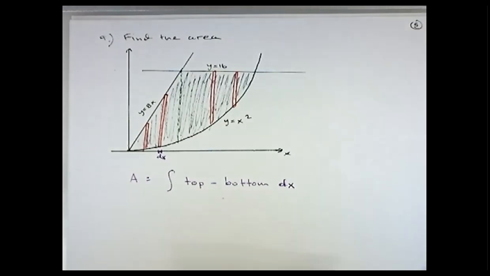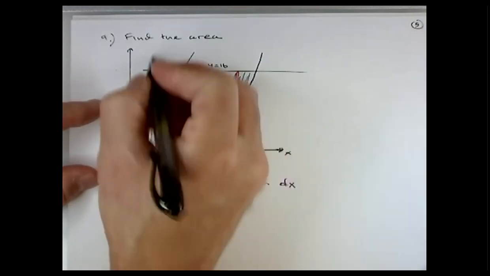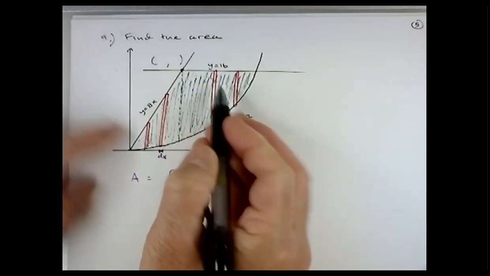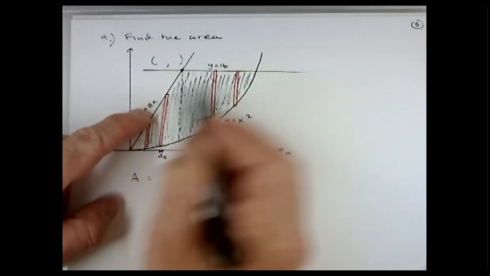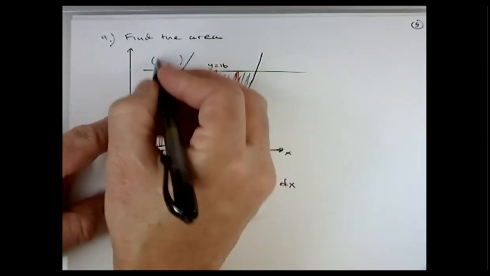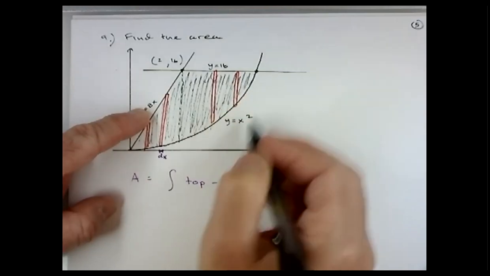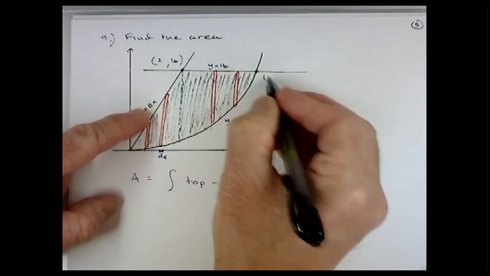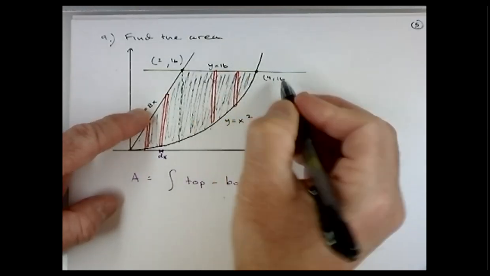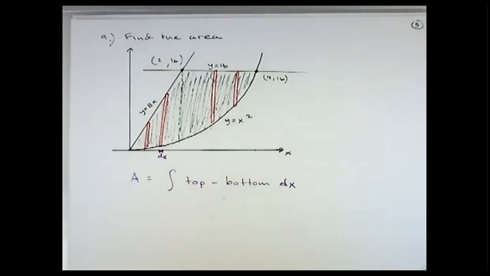A lot of these you can do in your head. When does 8x equal 16? When x is 2, right? So that's (2, 16). When does x squared equal 16? That would be at 4.